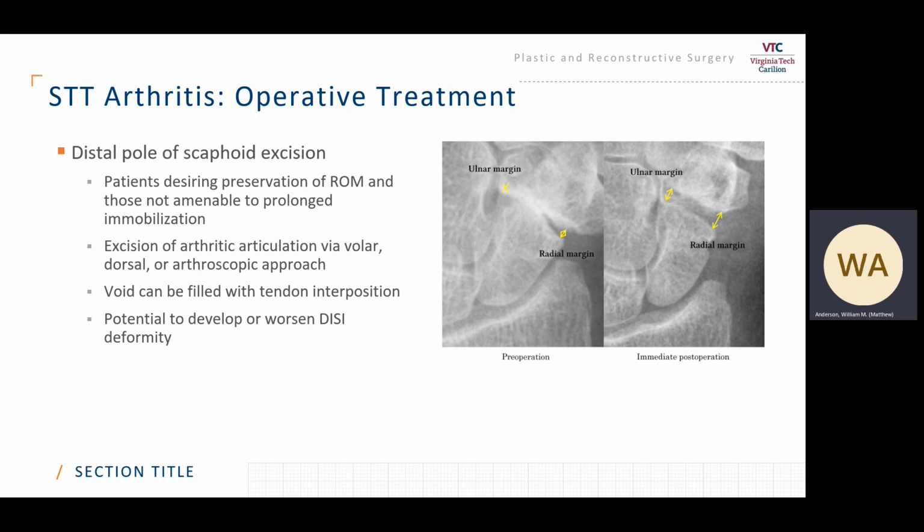So operative treatment of STT arthritis, one option is the excision of the distal pole of the scaphoid. This is generally for patients that desire preservation of range of motion and those that are not amenable to prolonged periods of immobilization. It involves the excision of the arthritic articulation via either a volar, dorsal, or arthroscopic approach. The void that's left behind can then be filled with a tendon interposition. And notably, this procedure has the potential to develop or worsen any pre-existing DISI deformity.